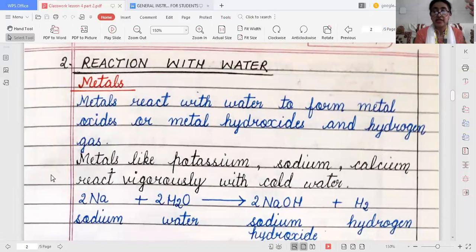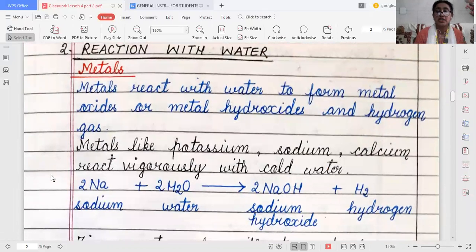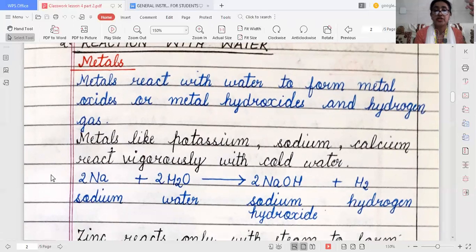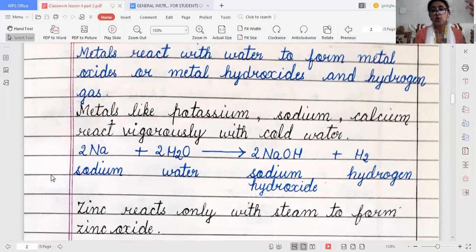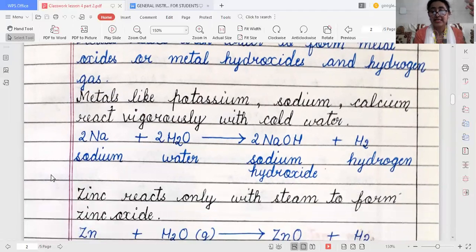Metals react with water to form metal oxide or metal hydroxide, and hydrogen gas is released. But different metals react under different conditions. Some react with cold water, some with hot water, and some with steam. Metals like potassium, sodium, and calcium react vigorously with cold water. The example given here is sodium. When sodium reacts with water, it forms sodium hydroxide and hydrogen gas is released. These metals react with cold water.